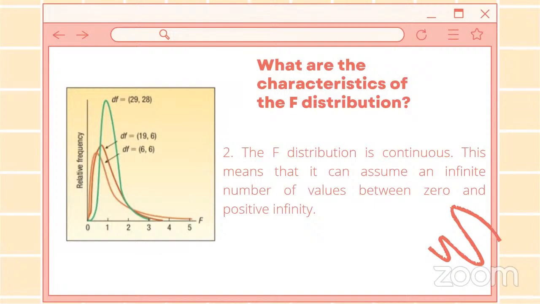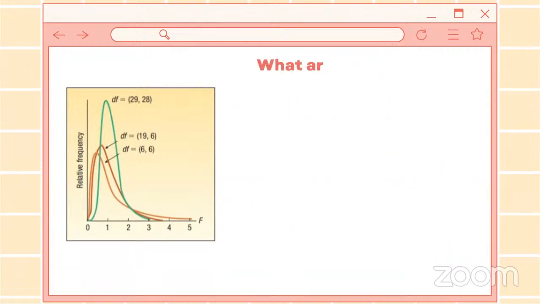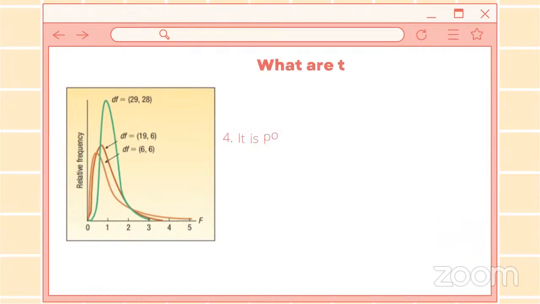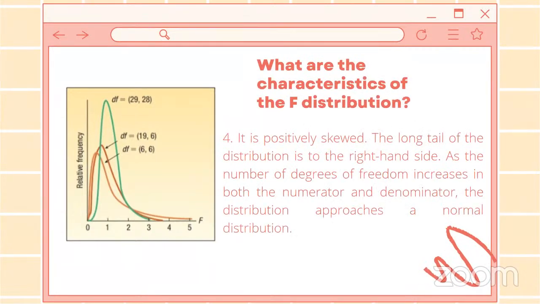Second, the F distribution is continuous. This means that it can assume an infinite number of values between 0 and positive infinity. Three, the F distribution cannot be negative. The smallest value F can assume is 0. Four, it is positively skewed. The long tail of the distribution is to the right-hand side. As the number of degrees of freedom increases in both the numerator and denominator, the distribution approaches a normal distribution.